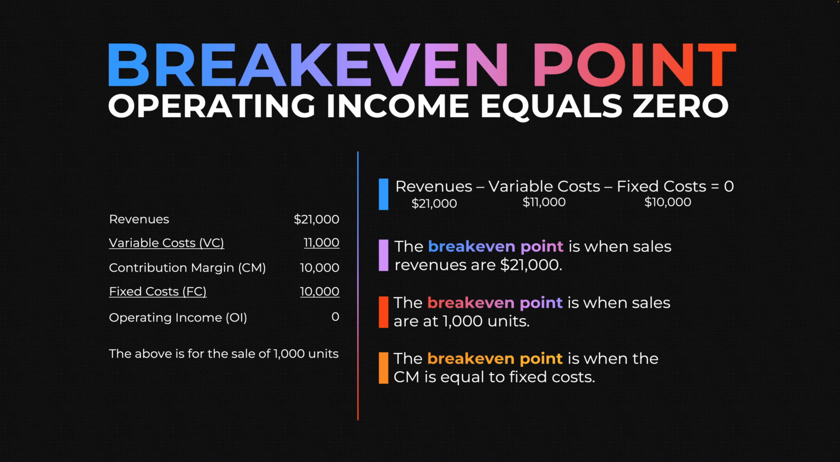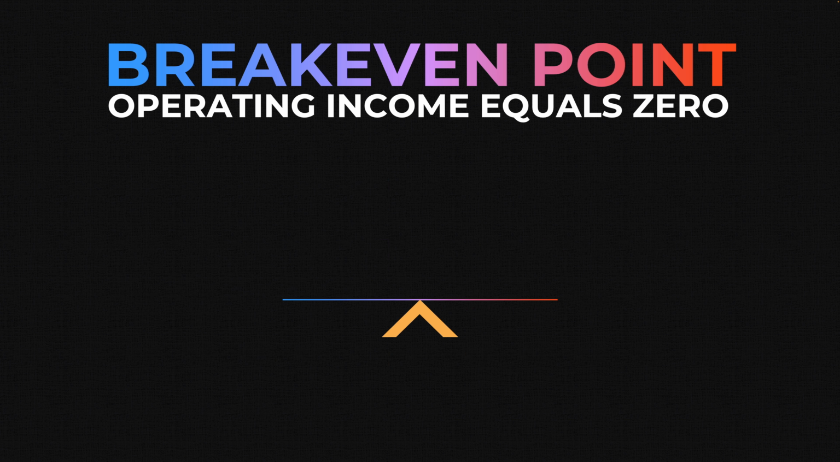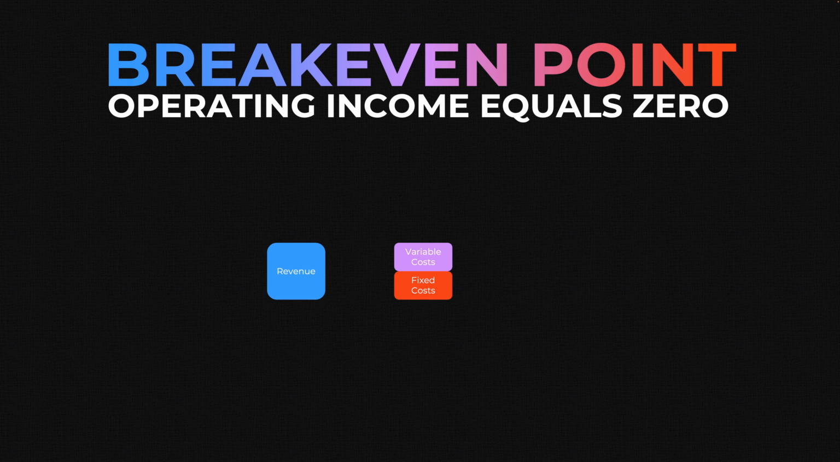Now, some people want it to be a bit more visual. So you could imagine a seesaw or a little teeter-totter. And when we have revenues that are equal to the variable costs and the fixed costs, everything breaks even. But this is a management accounting course, so we've got to get back to the math. And I'd like to break this equation down further.